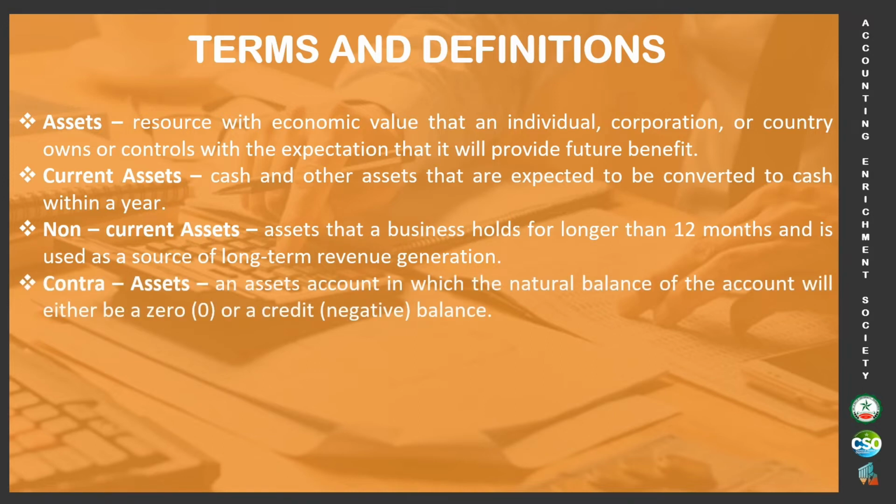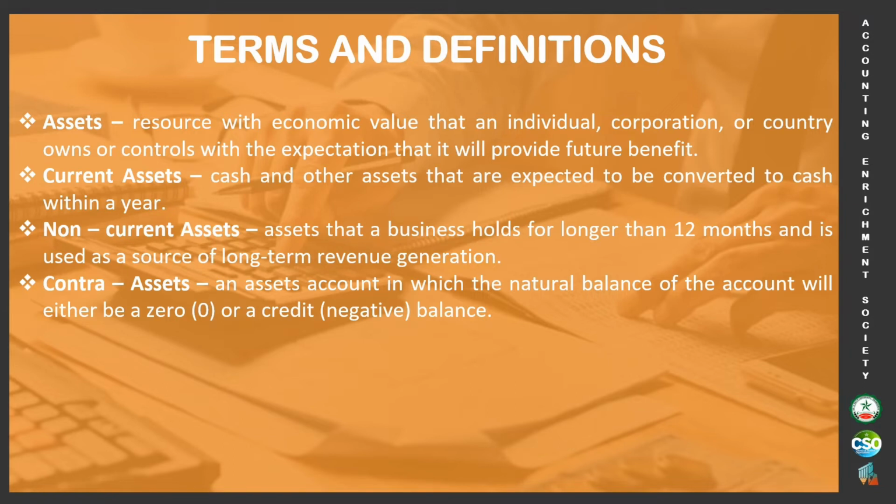Ang contra asset naman ay ang mga asset na ino-offset natin sa ating normal balance dahil need natin siya i-minus dun sa value ng asset natin. And ang example nito is yung mga accumulated depreciation. Nag-accumulate over time ang mga PPE natin, kaya need natin ibawas yung accumulated depreciation para makuha natin yung pinaka-value ngayon ng asset natin.